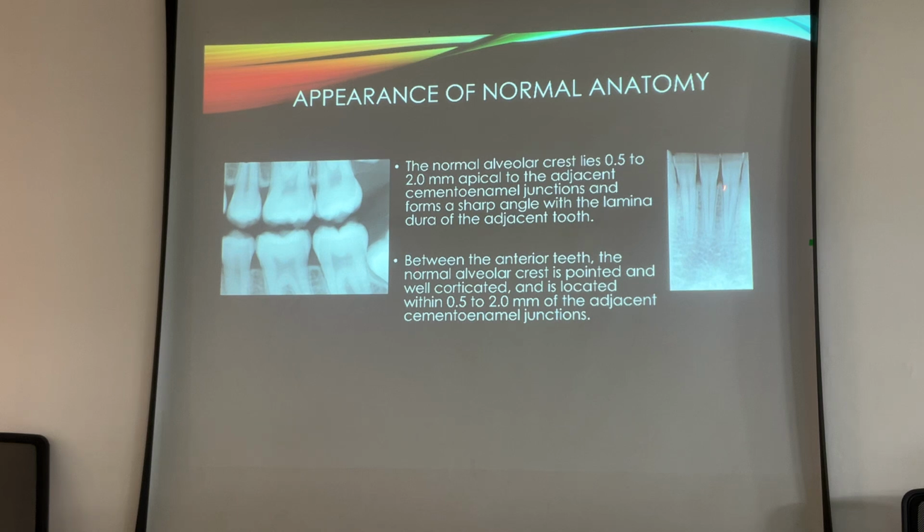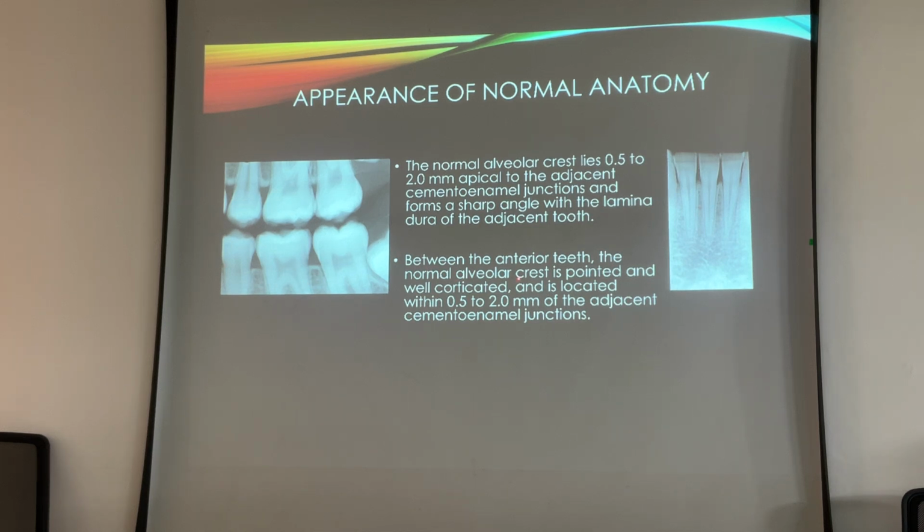In periapical radiographs, the normal distance is 0.5 to 2.0 millimeter. Now we can use that. That means if the alveolar crest bone is still under 2 millimeter from the cemento-enamel junction, we still consider it normal. Okay.